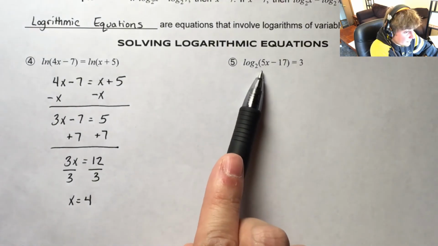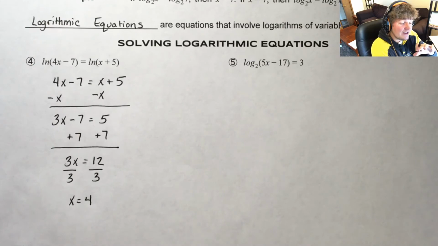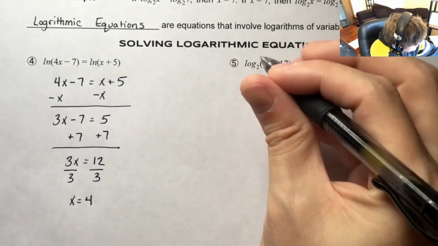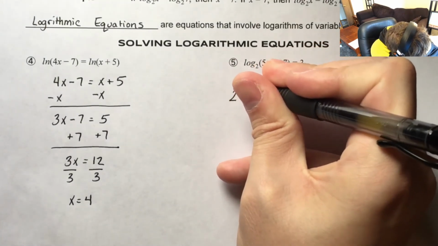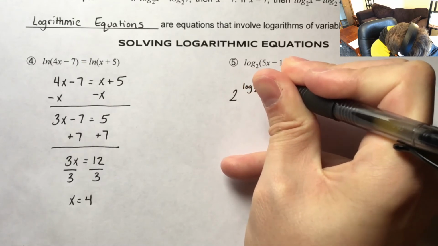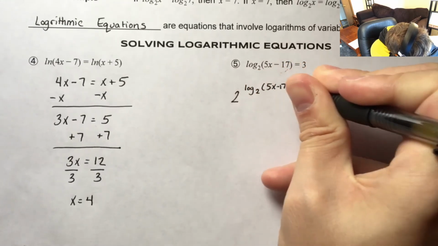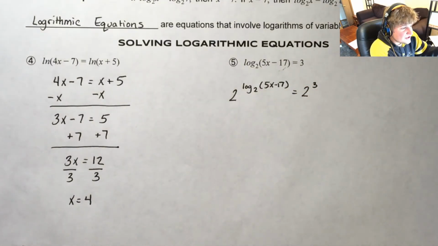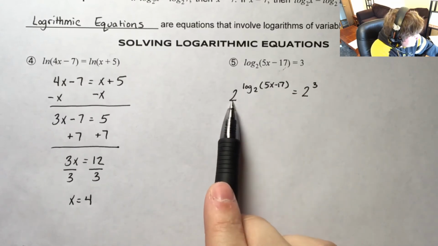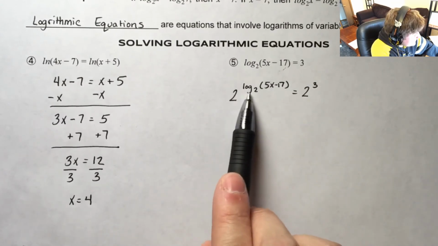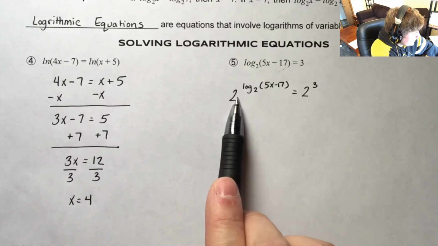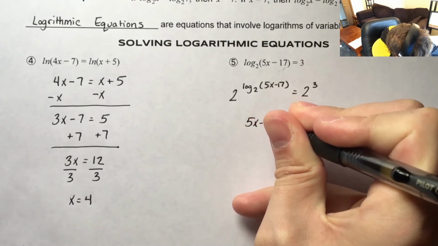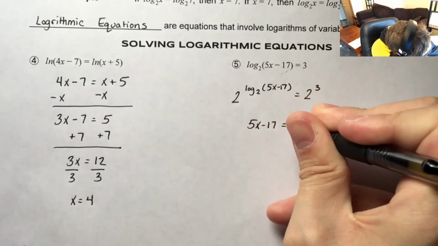This one I have a logarithm with base 2. So what I'm going to do is I'm going to take 2 to the same power. I'm going to take everything to the power, or 2 to these powers here. So I'm going to take 2 to the log base 2 of 5x minus 17 is going to be equal to 2 to the third power. Okay, now what's going to happen is very similar. Our base of 2 and our logarithm base 2 are going to undo each other. So what's left over is just this 5x minus 17. And 2 to the third power is 8.